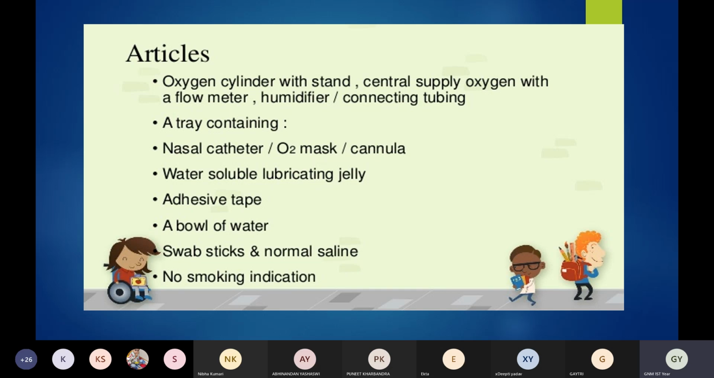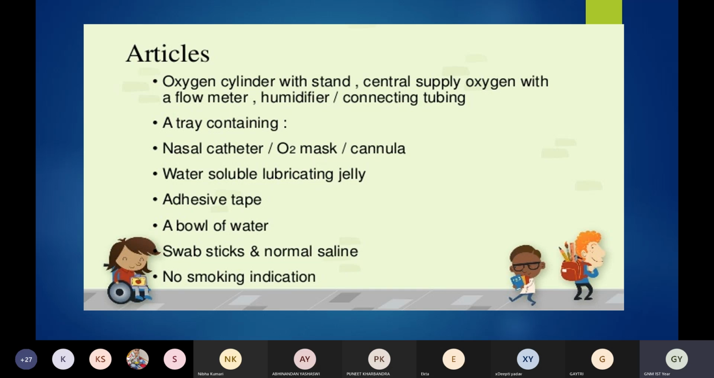Number one, the oxygen cylinder should be full, not empty. Then there should be an oxygen stand, a cylinder stand. Okay, it is white in color. It is a stand where we keep the oxygen cylinder, so that it does not fall. Then number two, central supply oxygen. Oxygen should be available. It can be an oxygen cylinder or the central system of the hospital.